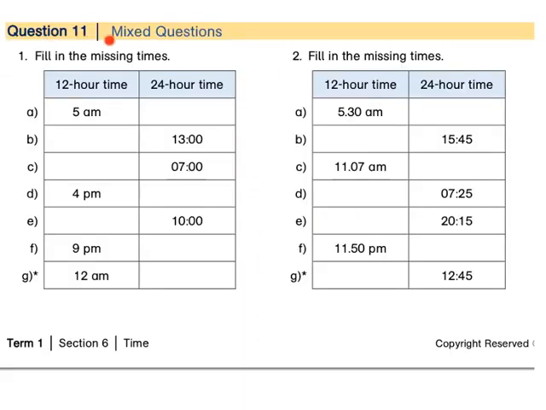Question 11, mixed questions. Number 1, fill in the missing times. In this column, we have our 12-hour time. Remember, in 12-hour time, we only have 12 hours, and we use AM for our morning times, or the first half of the day, and PM to show our afternoon or evening times, or the second half of the day.